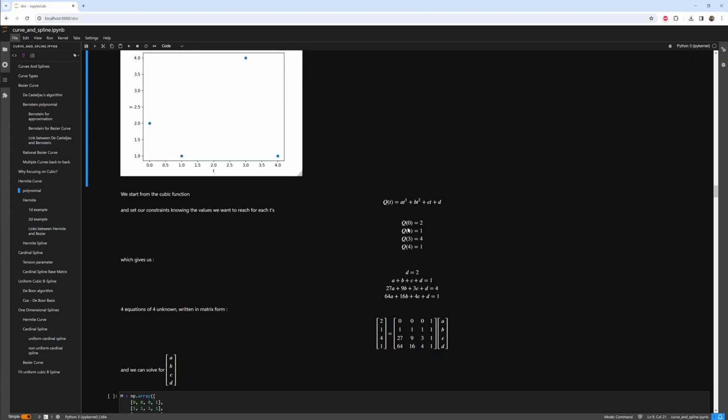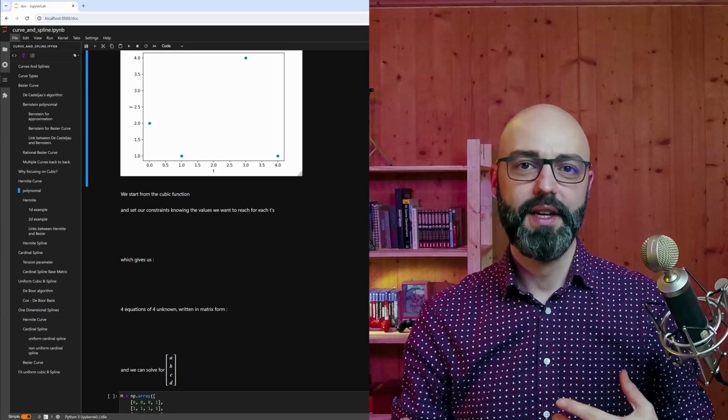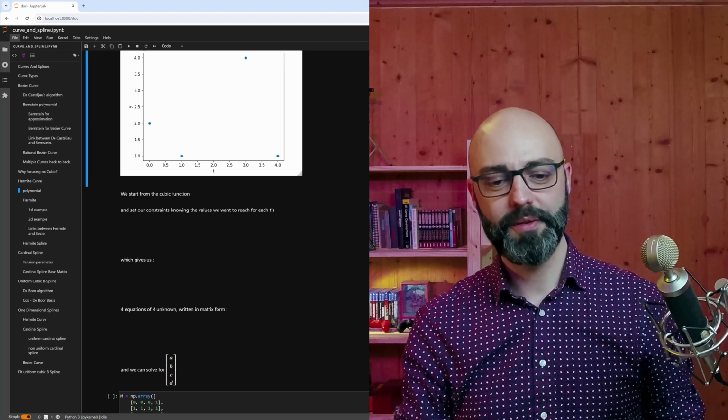And now what I can do is substitute the 0, 1, 3, and 4 into these functions, which gives us d equals 2, because all the zeros will make everything else disappear. And then here everything will be 1, 1, 1, so a plus b plus c plus d equals 1. And then the cubes, 27, 9, 3, plus d equals 4. And same for 4: 64, 16, 4, and d equals 1. So that gives us basically a system of 4 equations and 4 unknowns. Now that's something we could easily solve.